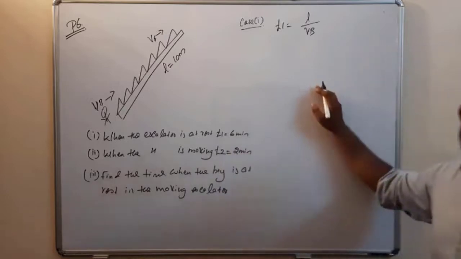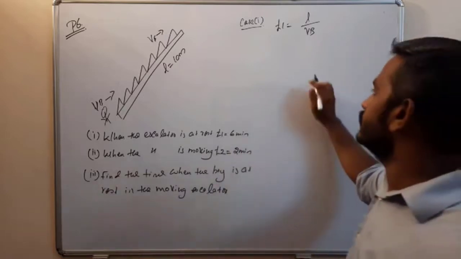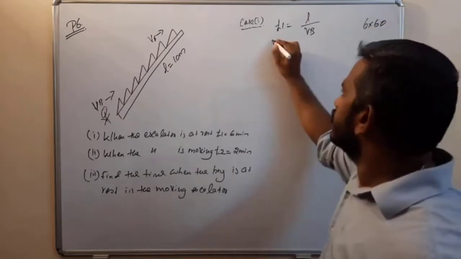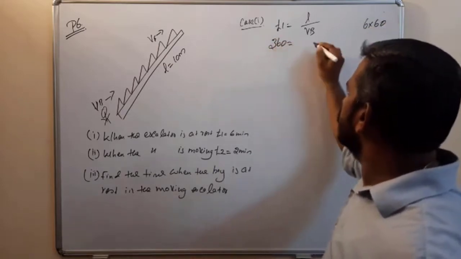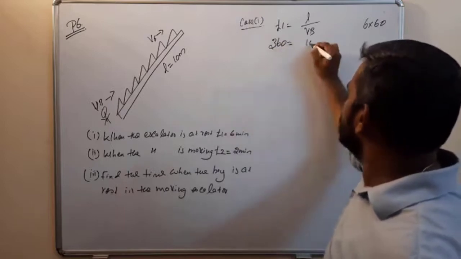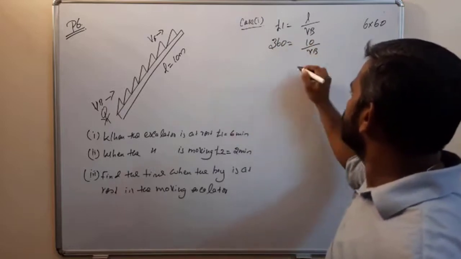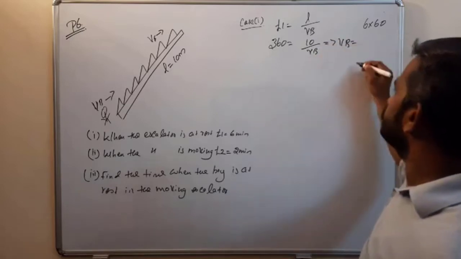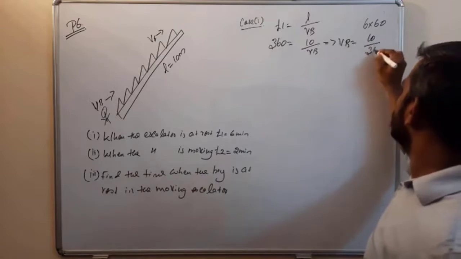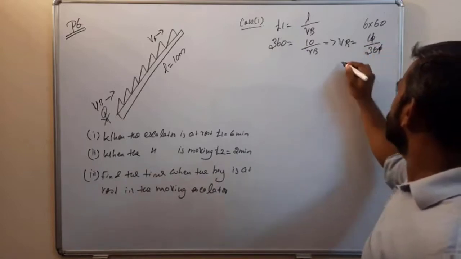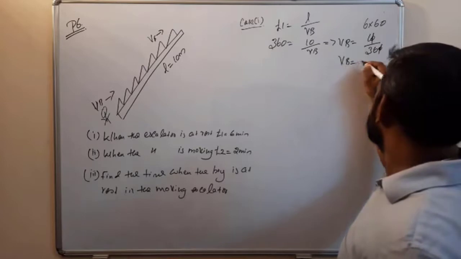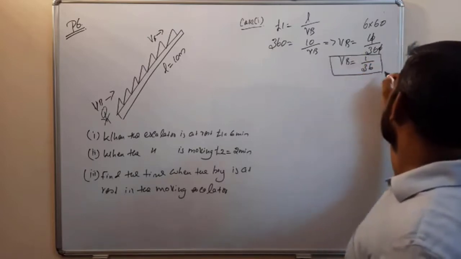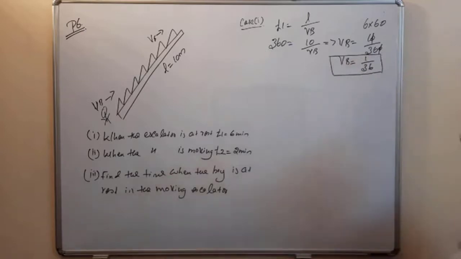So T1 is equal to 6 minutes. When we convert it into seconds, that is 6 into 60, 360, equal to L by VB, the length of the escalator by VB. So that implies VB is equal to 10 divided by 360. So VB is equal to 1 by 36. The velocity of the boy is equal to 1 by 36.